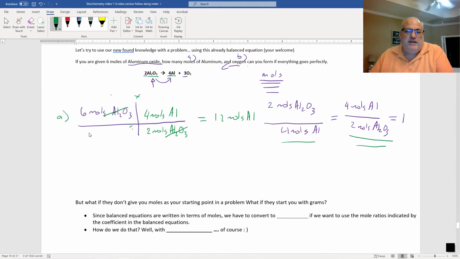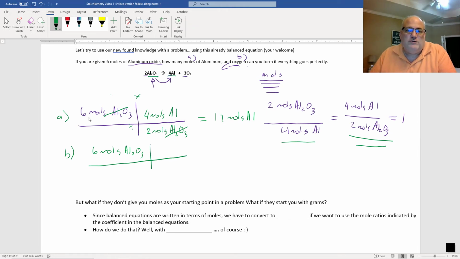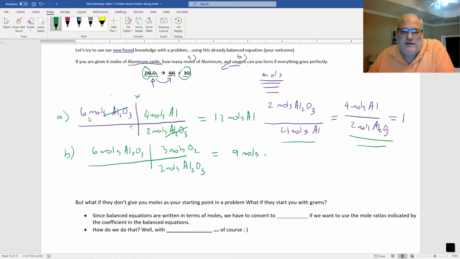Similarly, part B said, well, what if they wanted us to go to oxygen instead? Well, same problem. We're starting with 6 moles of aluminum oxide, and we want to go to oxygen in this case. But now the ratio, if you take a look, isn't it 2 to 3? So I'm going to put the 2 moles of aluminum oxide on the bottom, and I'm going to put the 3 moles of oxygen on the top. And when I do the math on that, this is going to be 6 times 3 is 18 divided by 2. Wouldn't that give us 9 moles of oxygen?